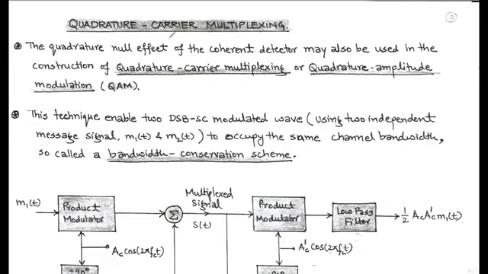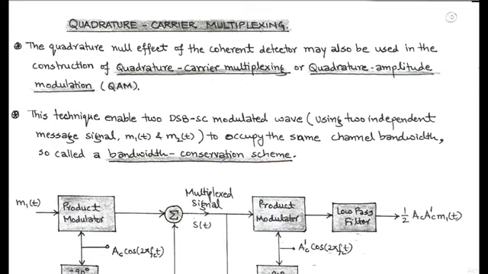Next topic is quadrature carrier multiplexing. As we know that in synchronous or coherent detection of double sideband suppressed carrier, there is an effect, that is the quadrature null effect. This quadrature null effect is used in the construction of quadrature carrier multiplexing. It is also called quadrature amplitude modulation or QAM. In the quadrature carrier multiplexing technique, two double sideband suppressed carrier modulated waves can be transmitted via the same channel bandwidth. So it is also called a bandwidth conservation scheme.